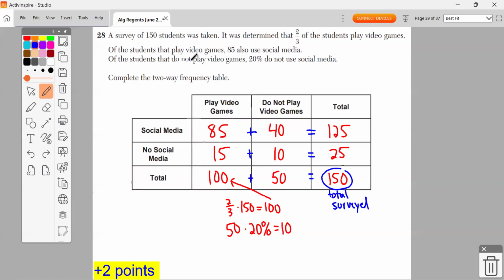Of the students that do not play video games, 20% do not use social media. So of the ones that don't play, these 50, 20% don't have social media. So 50 times 20%, or times 0.20, equals 10. So that number is 10. That makes that number 40 because 40 plus 10 is 50. You can add the numbers going across to be 125 and 25, and that completes your two-way table. The directions do say complete the two-way table, so you have to find all 9 blanks.